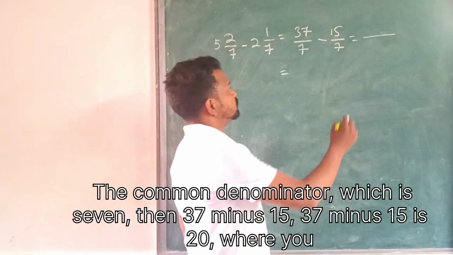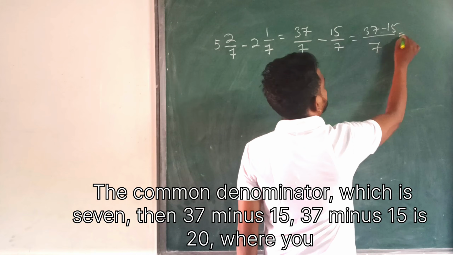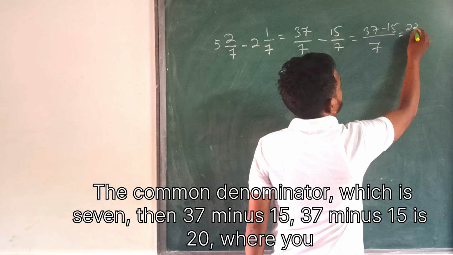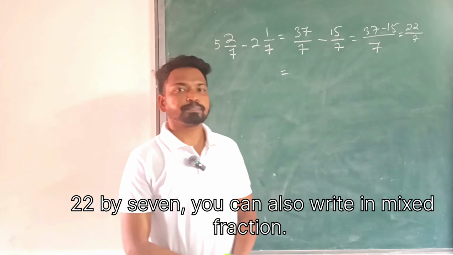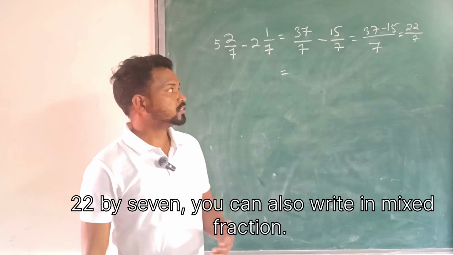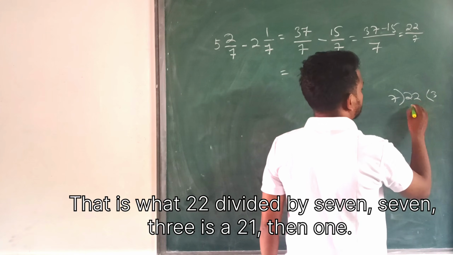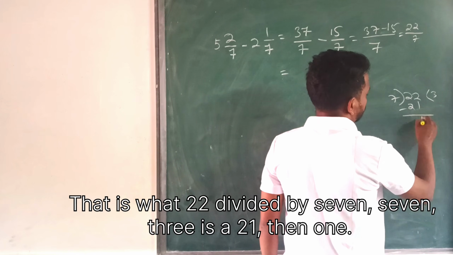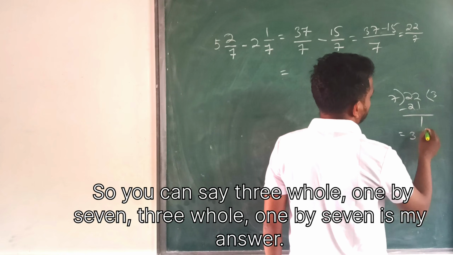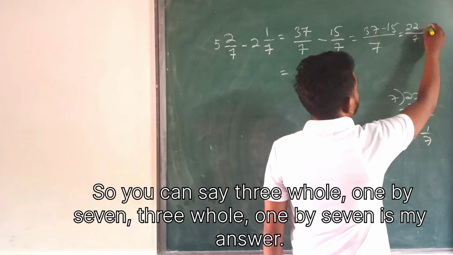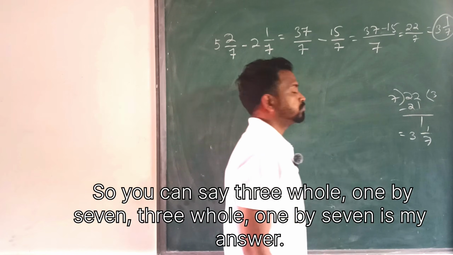Now what is that? The common denominator, which is 7, then 37 minus 15 is 22. Very good. 22 by 7. 22 by 7 you can also write as a mixed fraction. That is what? 22 divided by 7. 7 3s are 21, then 1. So you can say 3 whole 1 by 7. 3 whole 1 by 7 is my answer.